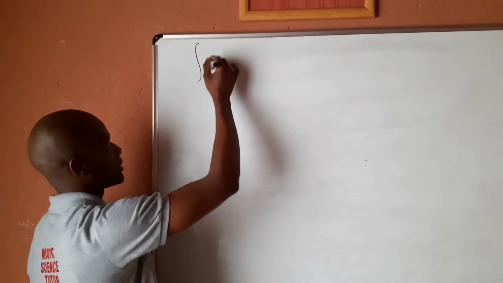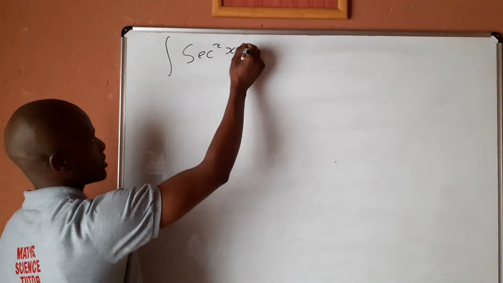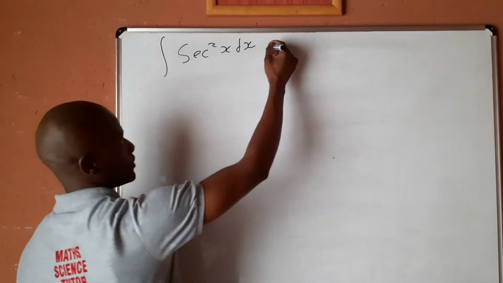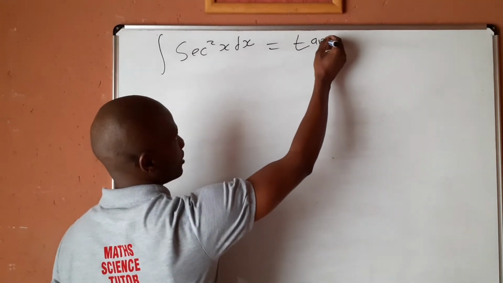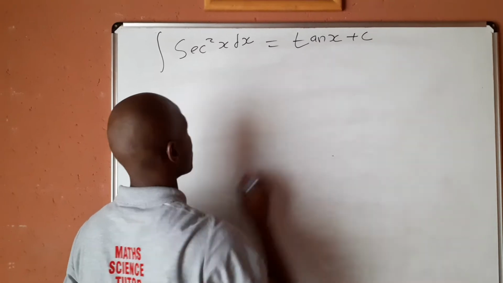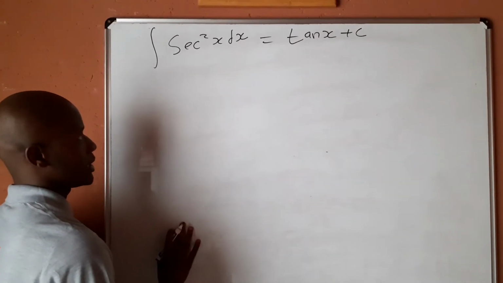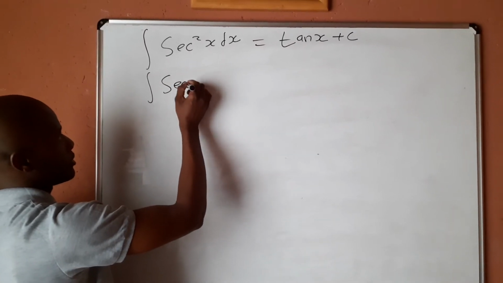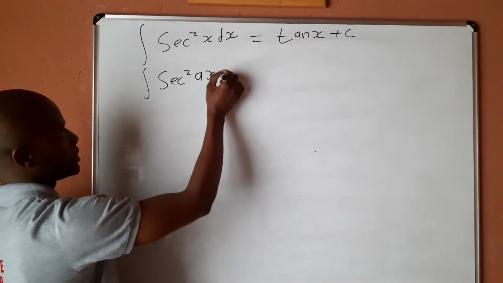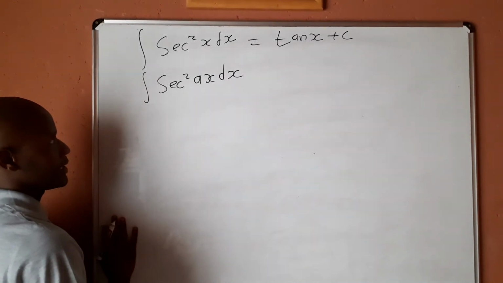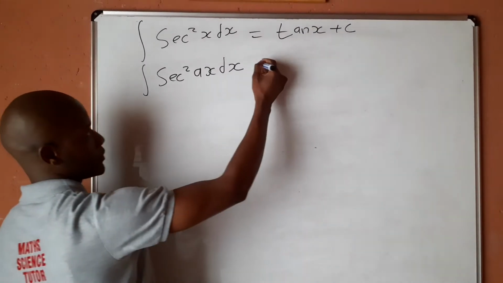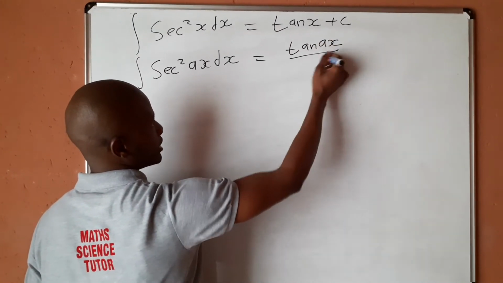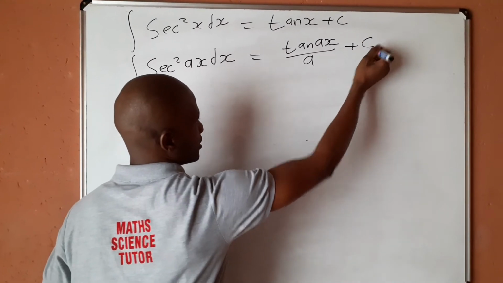Now we integrate sec squared x dx. When we integrate sec squared x dx, it is going to be tan x plus c. This is the formula given on the formula sheet. Integrate sec squared ax dx. When we integrate sec squared ax dx, it is going to be tan ax divided by a plus c.